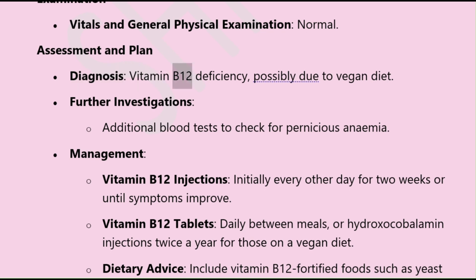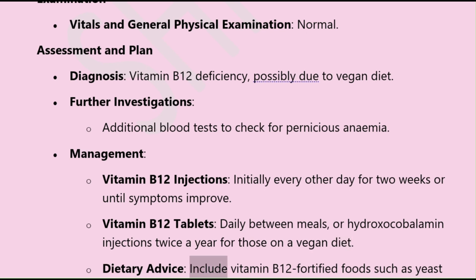Diagnosis: vitamin B12 deficiency, possibly due to vegan diet. Further investigations: additional blood tests to check for pernicious anemia. Management: vitamin B12 injections, initially every other day for 2 weeks or until symptoms improve. Vitamin B12 tablets, daily between meals, or hydroxycobalamin injections twice a year for those on a vegan diet.